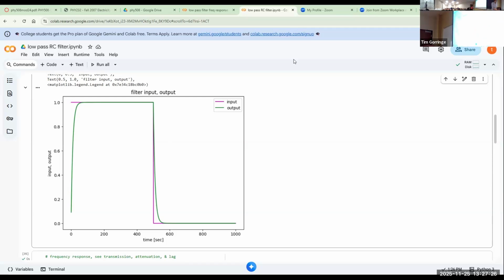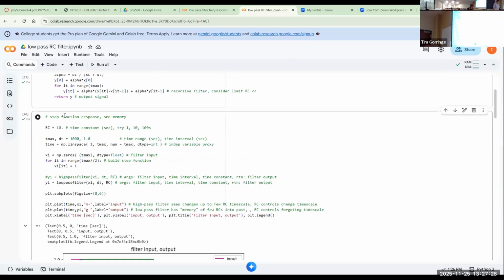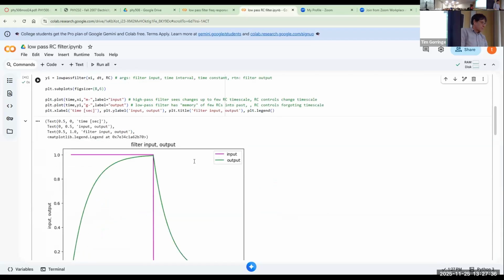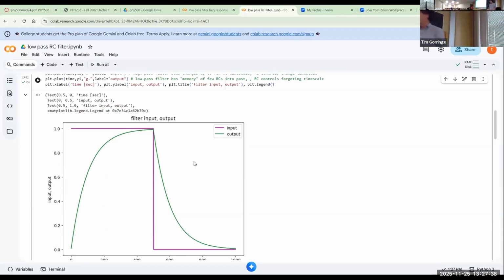If I was to rerun again with 100, then we're seeing the 100-second time constant. It takes several time constants, so off scale almost, to return to 0 volts.